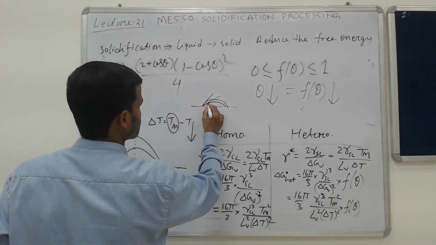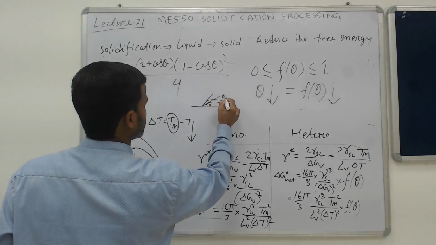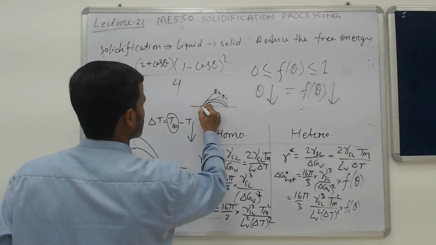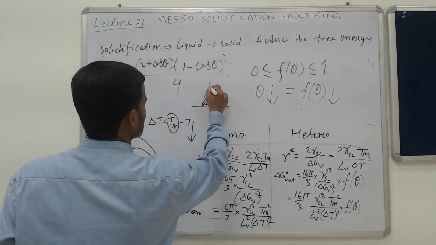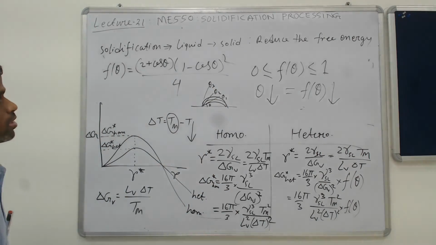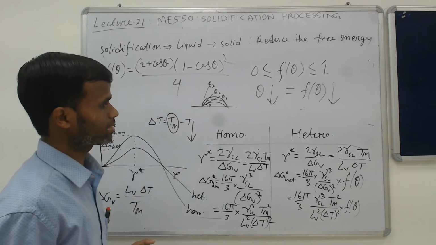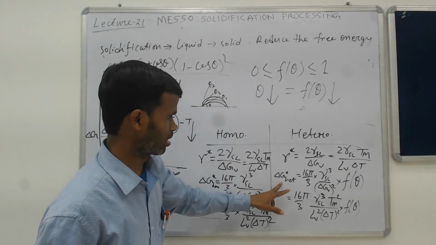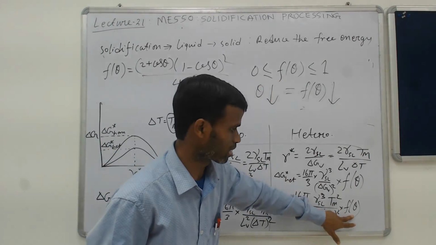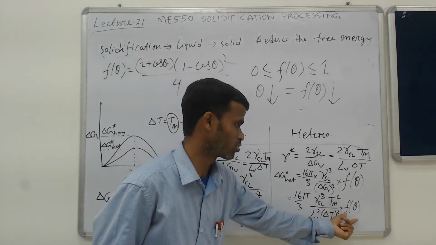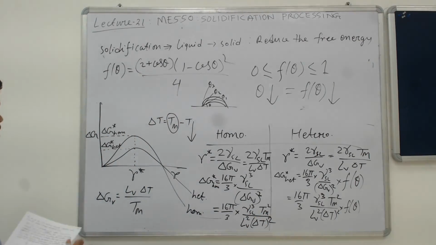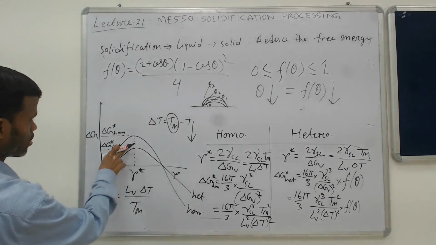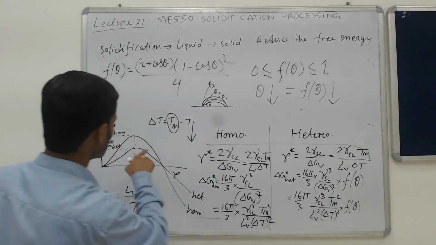these are the two cases. Here it is very low, say theta 1, and this is theta 2. You can consider another situation like this, say theta 3. If the wetting angle decreases, f theta will decrease and this multiplication factor will be very small. Then delta G star heterogeneous will be very small compared to homogeneous nucleation. That is what is plotted here. But the radius size remains almost the same.